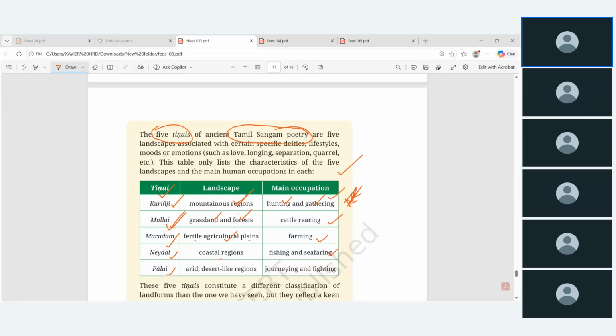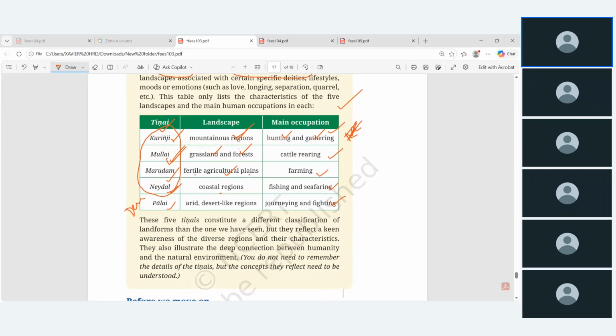Then பாலை. இப்போ இந்த நாளை விட்டுட்டு one more additional land will be there, that is desert. Okay, so the arid land, desert like region. அங்க வந்து இங்க என்ன மீனிங் கொடுத்த journeying and fighting na mostly the desert region. In the Tamil it has mentioned very clear the வழிப்பறி. அதான். Okay, அதனால journeying and fighting it has mentioned. அந்த கயவர்கள் அந்த கூட்டங்கள் அதிகம் இருக்க இடம் the பாலை. So these 5 திணைs constitute a different classification of landform. அதான் சொன்னேன், the different 5 landforms which are mentioned in the Sangam literature.